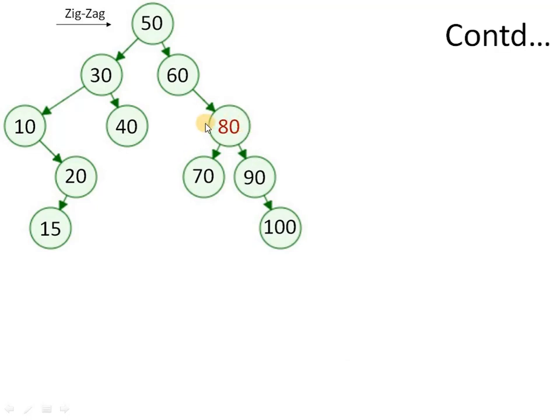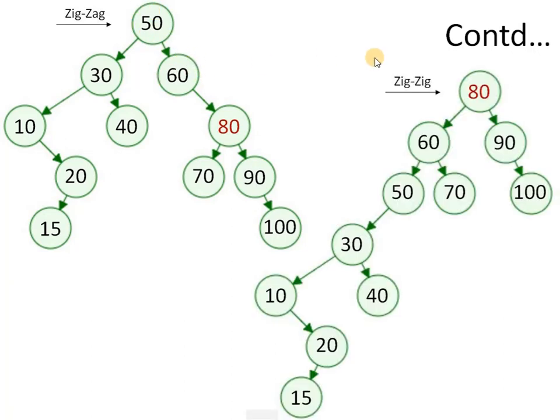Again, we have to check the relationship of 80 with its parent 60. It is right. And again, 60, it is related to its parent 50 via right child relationship. So we have to perform zig-zig. So first left rotation at 50 followed by another left rotation at 60. So finally we will get 80 as the root of the tree. With this, we are done with the search operation on 80. So the process is simple. You have to perform the basic BST operation and then you have to splay at that particular node on which we have performed the operation.